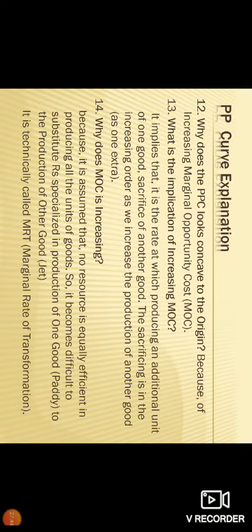Why is the MOC increasing? The assumption I already mentioned, the fourth assumption, remember: no resources are equally efficient in producing all goods. No resource in this world is equally efficient. Any resource you take, they are not equally efficient. So it becomes difficult to substitute resources specialized in the production of one good, let us say paddy, to the production of another good, jet. See, they are specialized. For example, a human being is a resource.